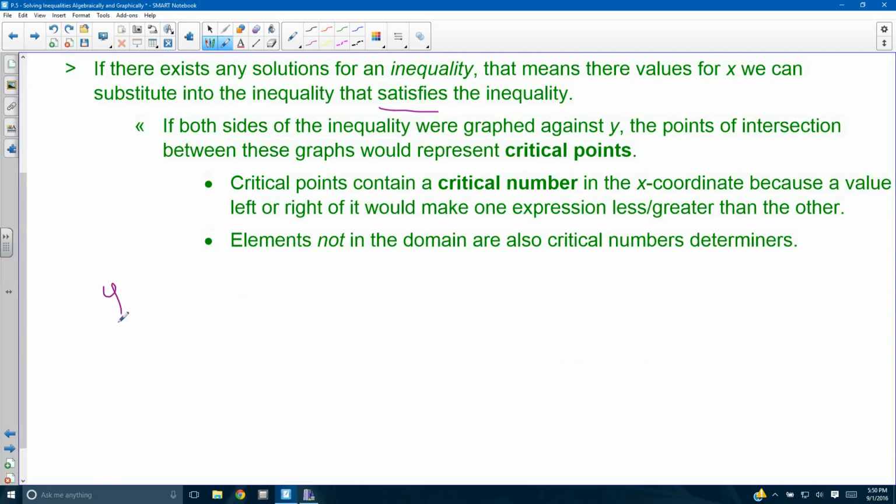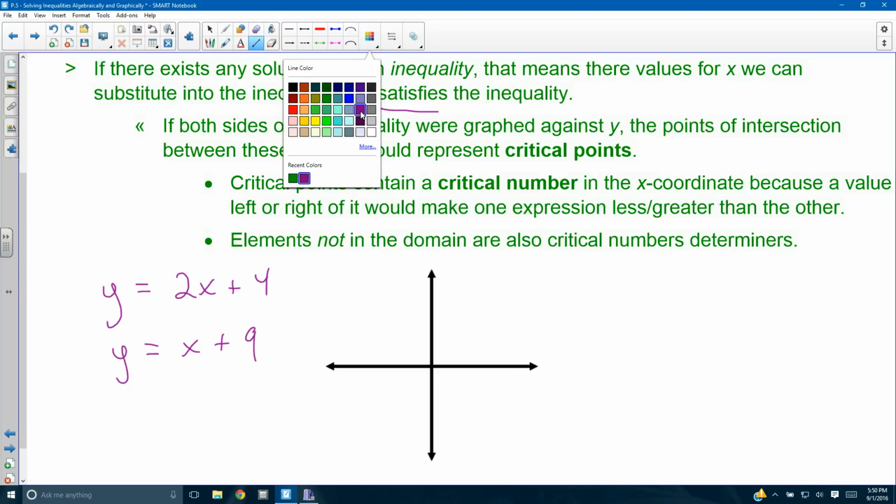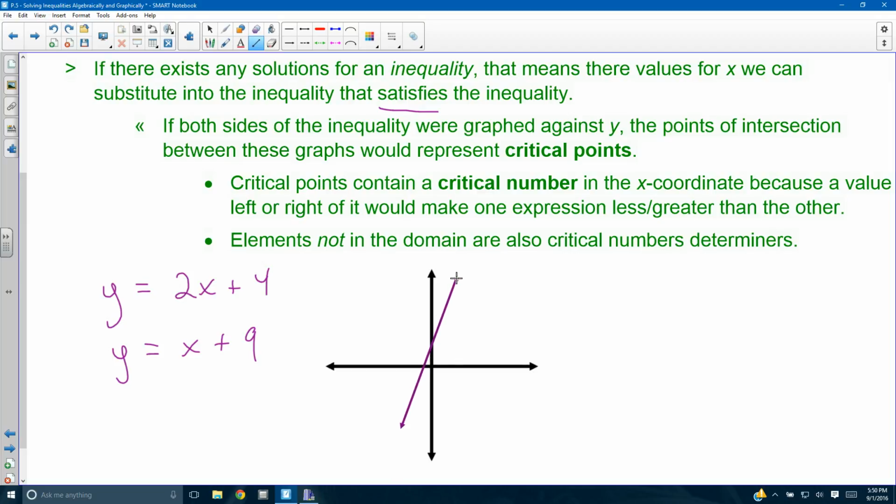Let's go back to that scenario I just said before. y equals 2x plus 4 and y equals, what was it, x plus 9. If I graphed these two right here, okay, 2x plus 4 has a slope of 2 crossing at 4. Let's say it looks like this. y equals x plus 9 has a less steep slope, and it crosses up at 9. And here's where they intersect. And this intersection point is (5, 14).